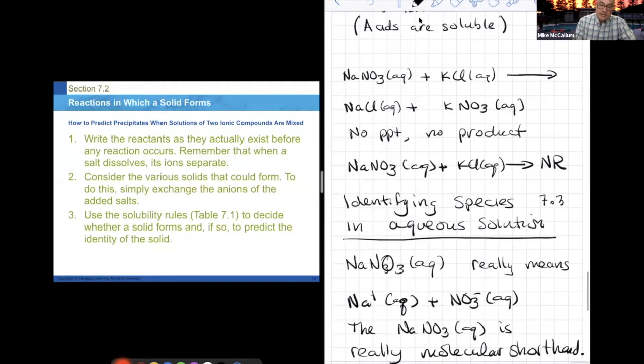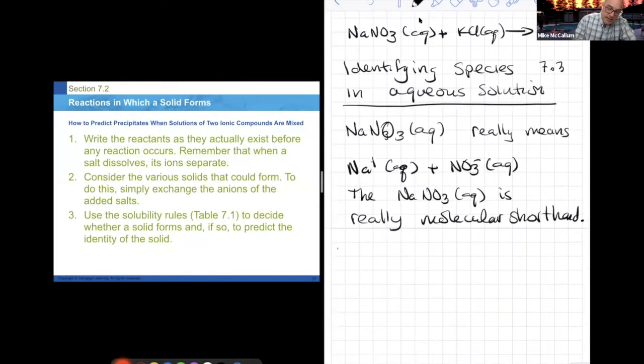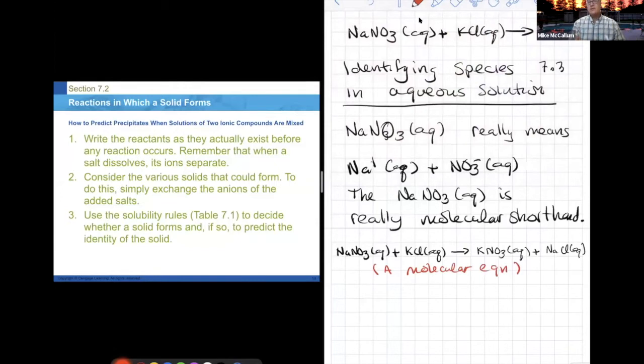Let's go back and write this reaction here in a full manner, right? So what we had was NaNO3(aq) plus KCl(aq). I'm going to cram this in here really small, right? And the swapping gave us KNO3(aq) plus NaCl(aq), right? We would call this a molecular equation. Most of the equations we've been writing so far are molecular equations, because it's just easier to write things in an electrically neutral molecular way, right?